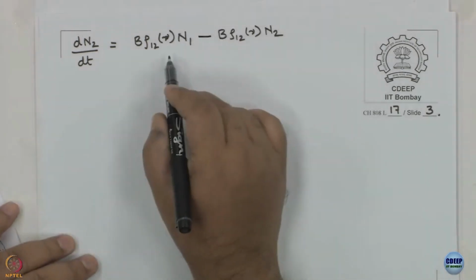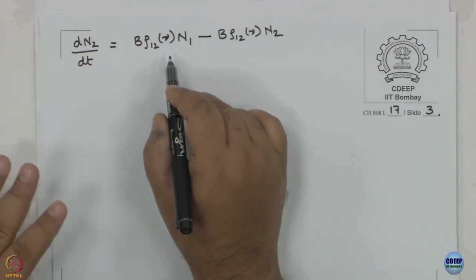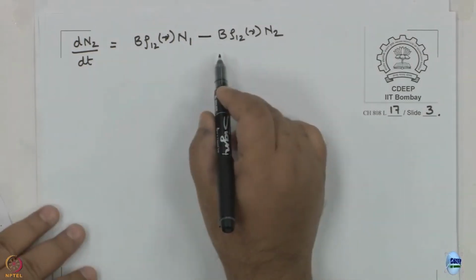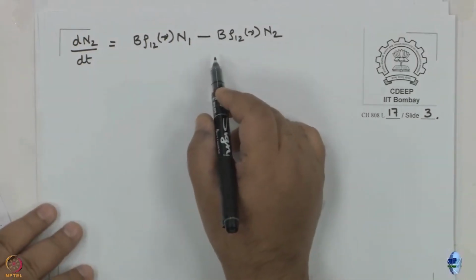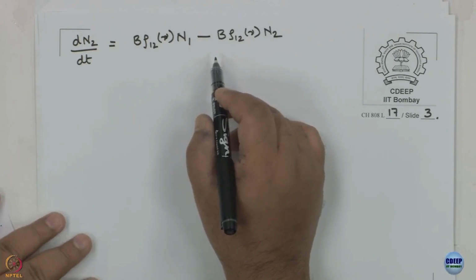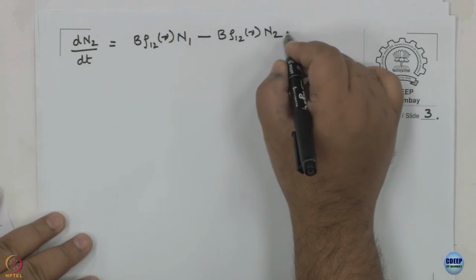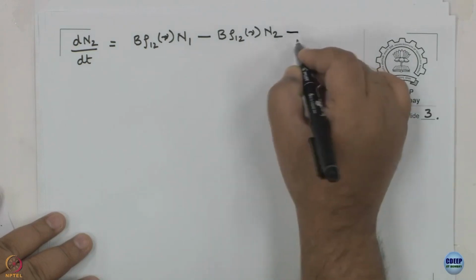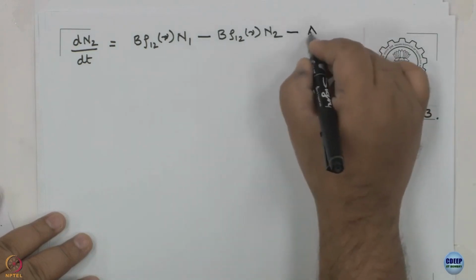The first one populates N2, so the sign will be plus. The second one depopulates N2, so the sign will be minus. What is the third term? Spontaneous emission, and it will also have minus because it depopulates, depletes energy level 2, minus A N2.